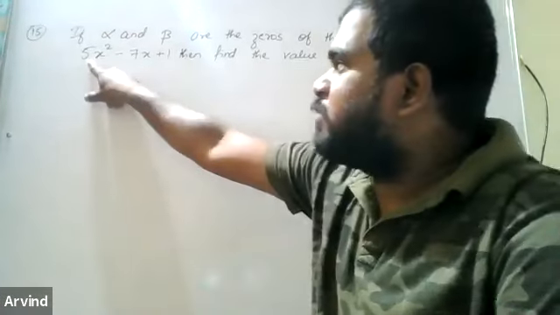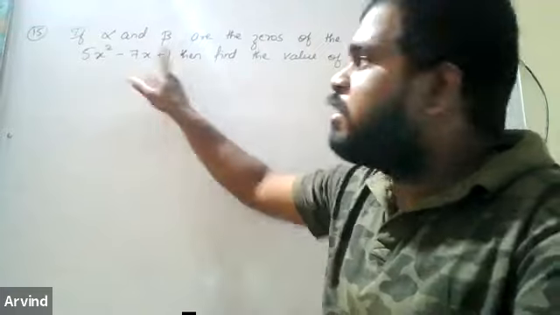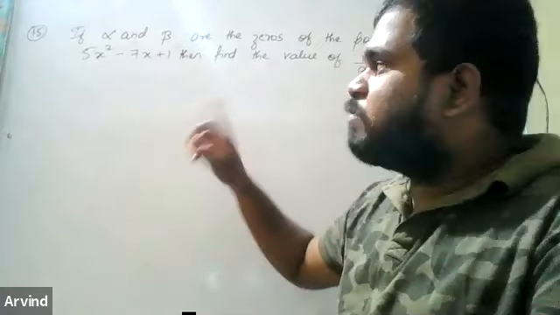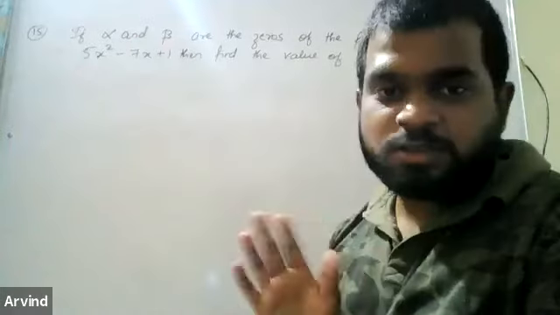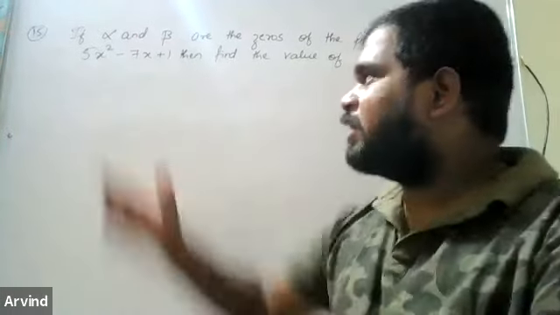Here the a value is 5, the c value is 1. 5 into 1 is 5. So when multiplied we should get 5, when added we should get 7. There is no such number. Okay, you cannot factorize this.